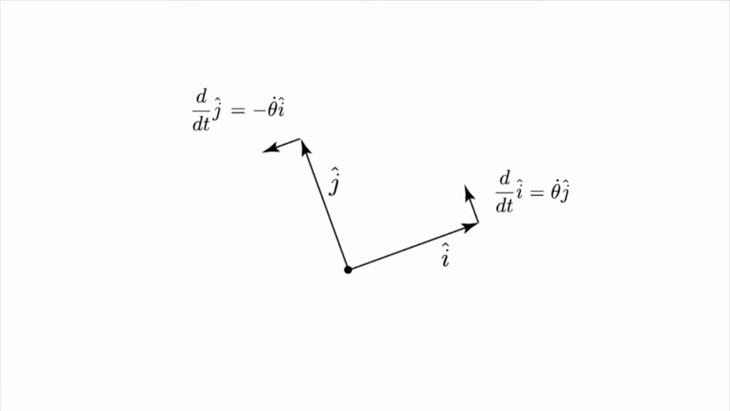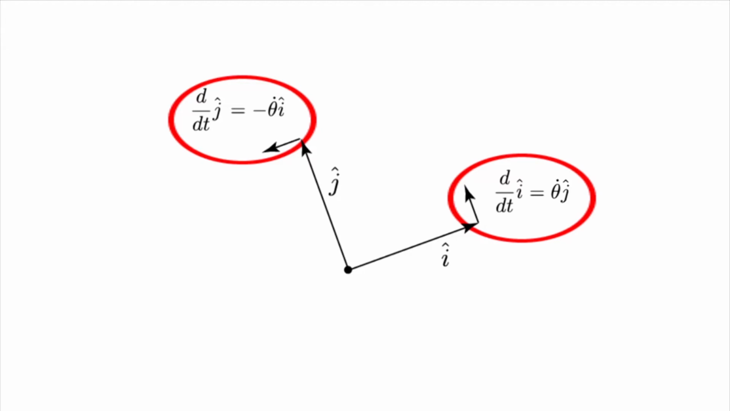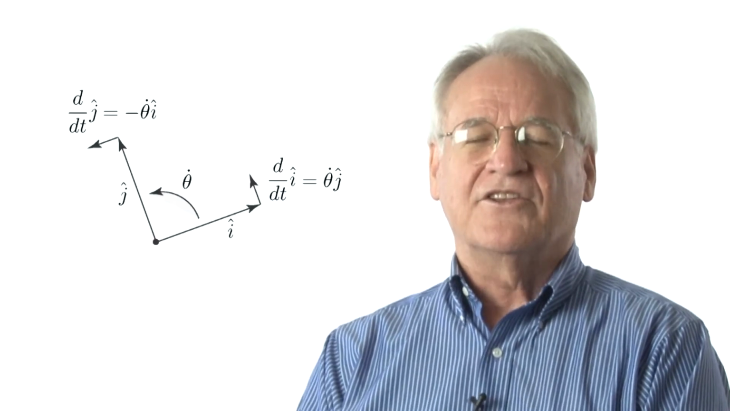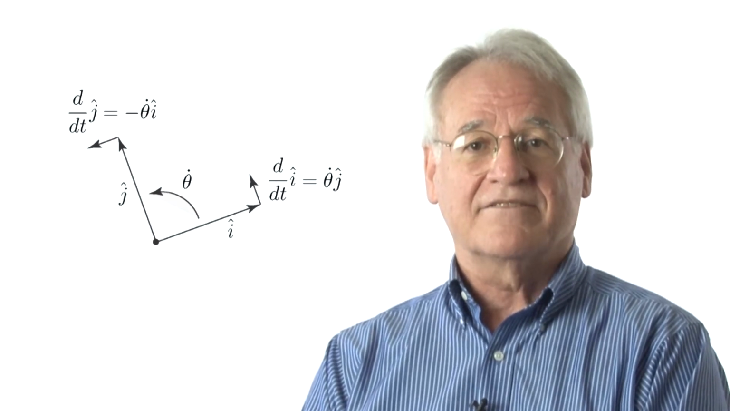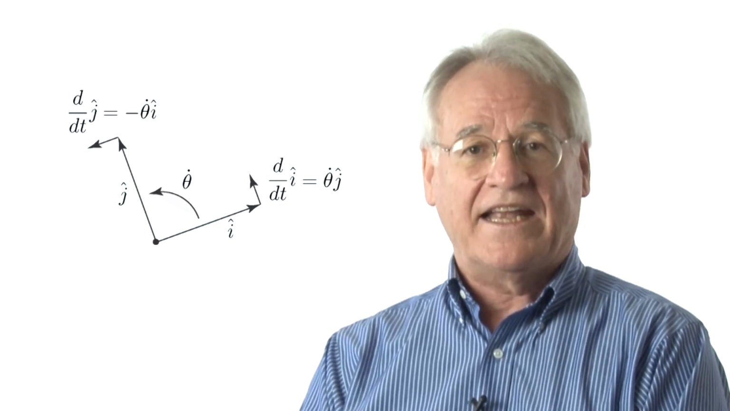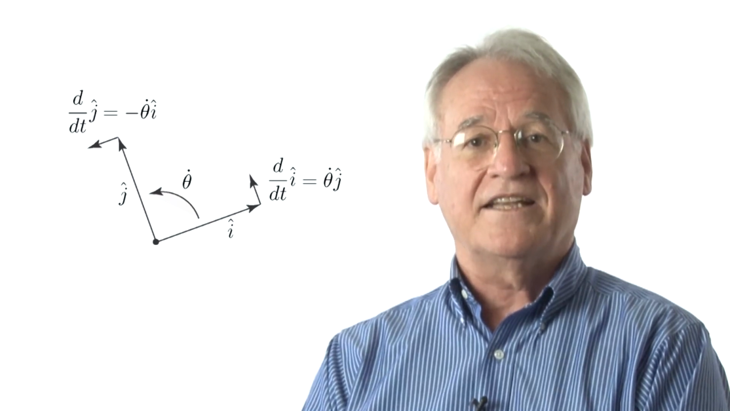di hat dt is in the direction of j hat, while dj hat dt is in the direction of minus i hat. This gives us the expressions needed to evaluate the time derivative of the unit vectors. Okay, well, there you have it. And in the future, if you can't remember the derivation, just remember the result. The derivative of i hat is equal to theta dot j hat, and the derivative of j hat is equal to minus theta dot i hat.